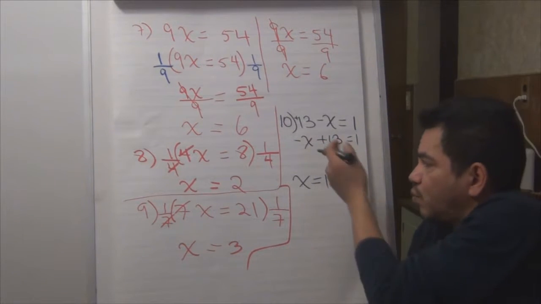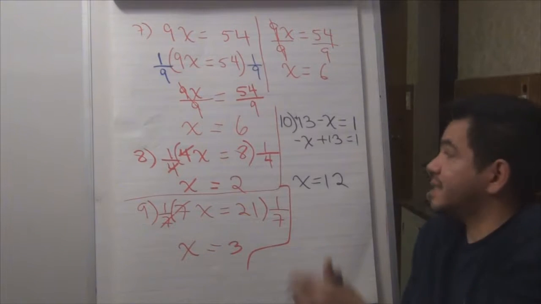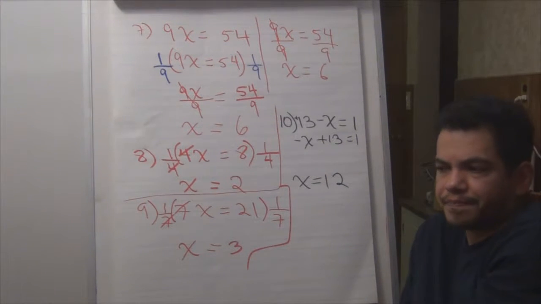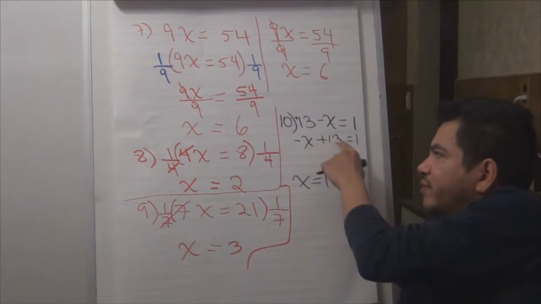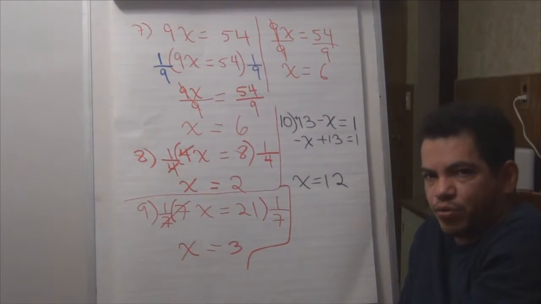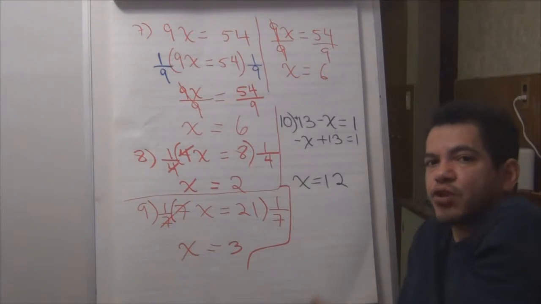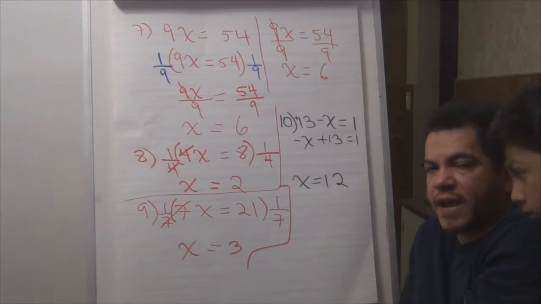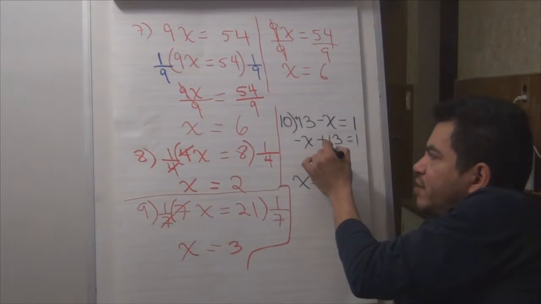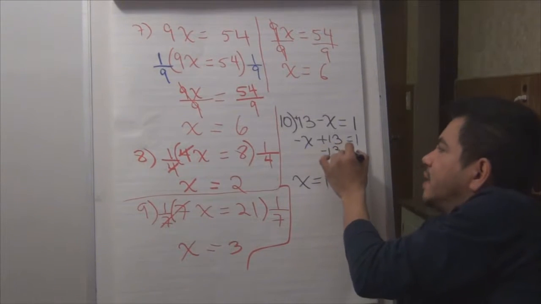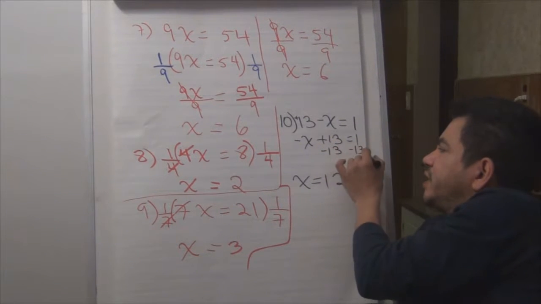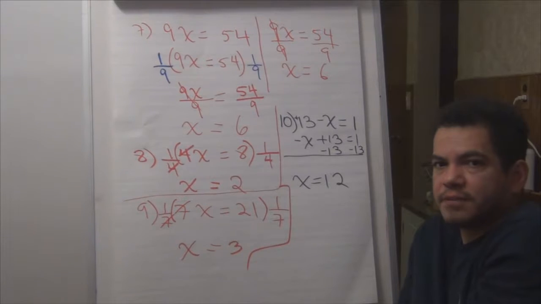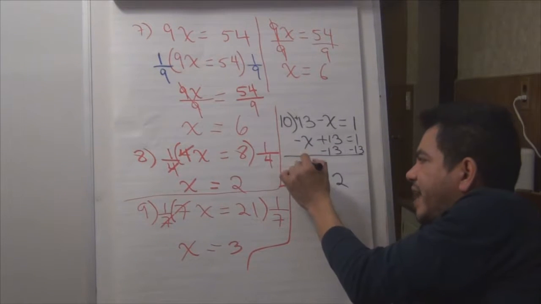Okay. So now what operation was happening? Yes, addition happened all the way. Okay. So let's get rid of this 13. We know how to do it. We just use the inverse operation. So I'm going to use the additive inverse of 13. What is the additive inverse of 13? Negative 13. Correct?